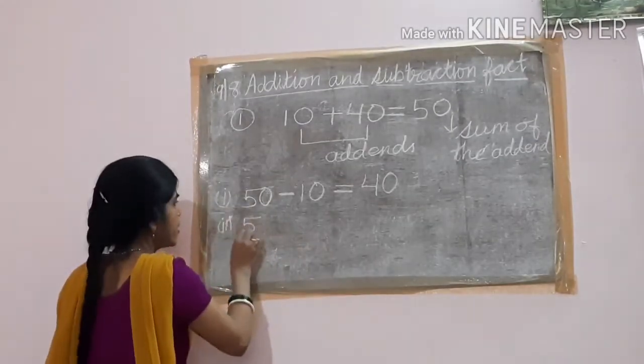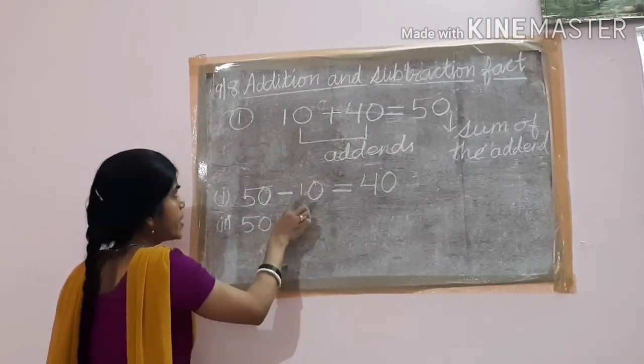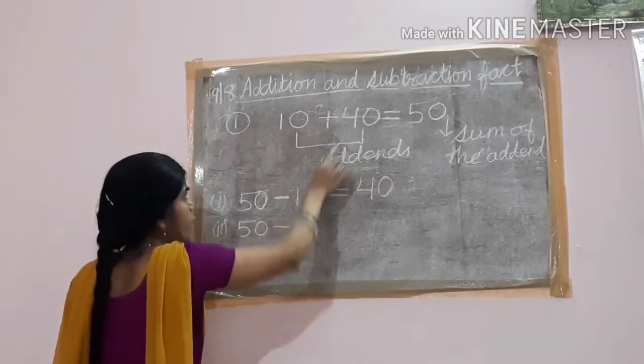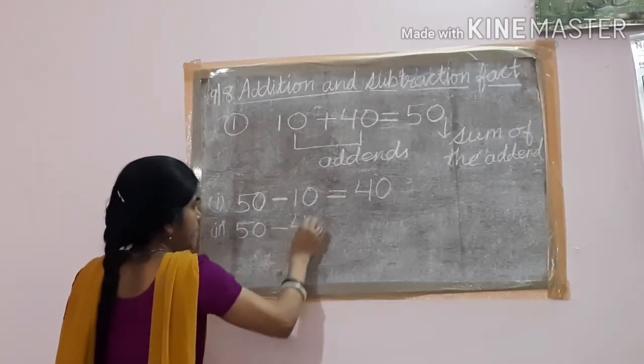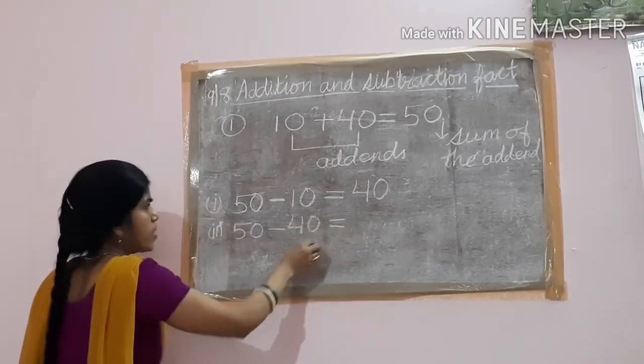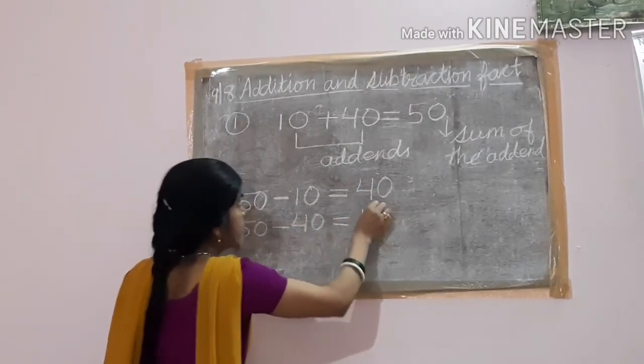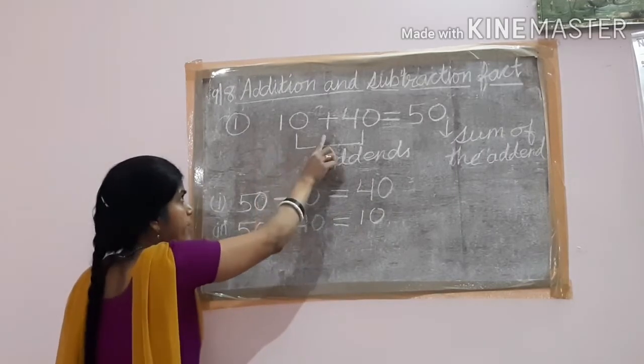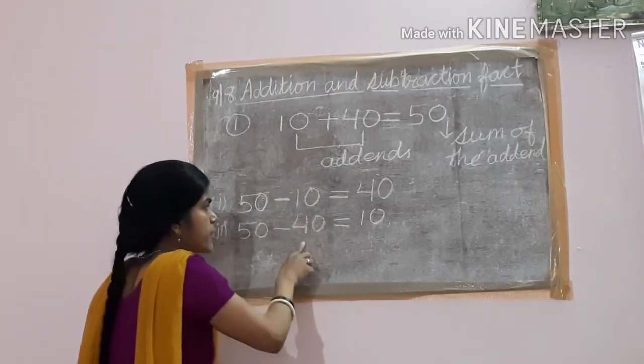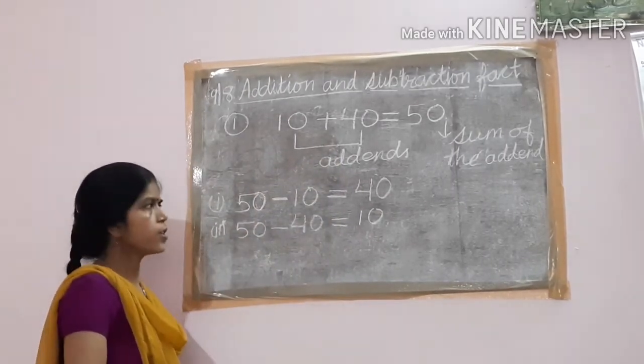Now which addend? I have written here 10. So what is missing now? 40 I have not taken. So I am taking 40. Then here the answer, the difference, is 10. So from one addition fact we are getting two subtraction facts.